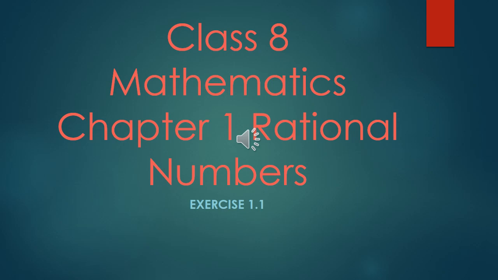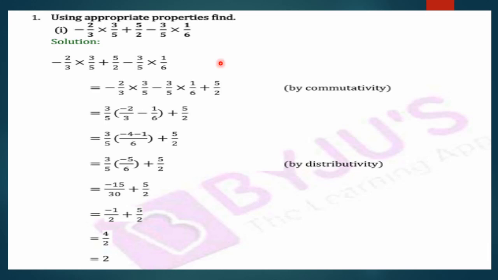Now the first question comes in the next slide. The first question is, using appropriate properties, find: minus 2 by 3 into 3 by 5 plus 5 by 2 minus 3 by 5 into 1 upon 6. And here is the solution.